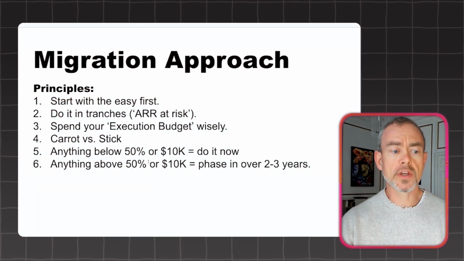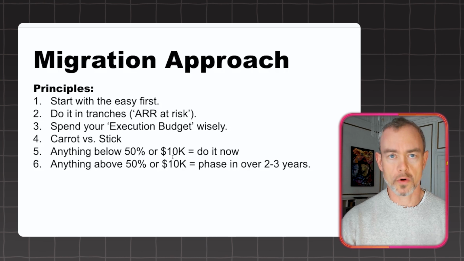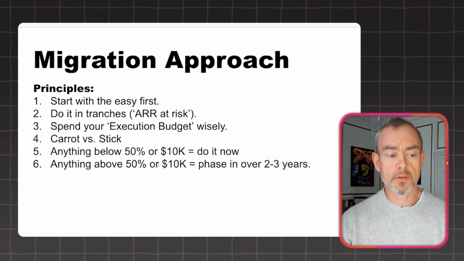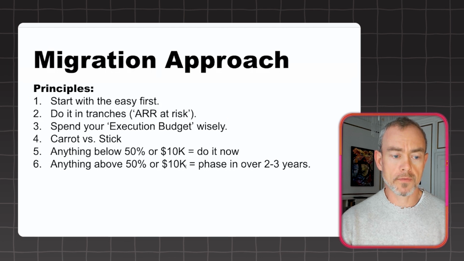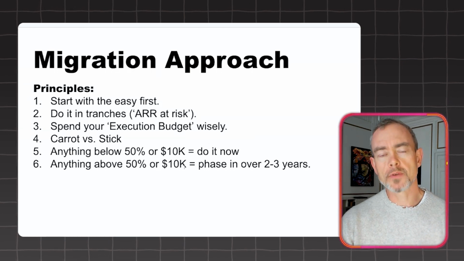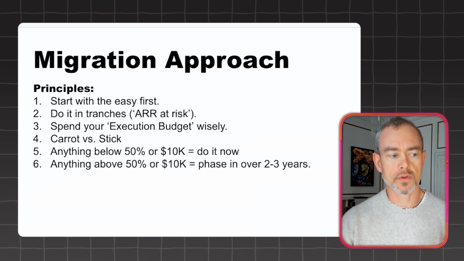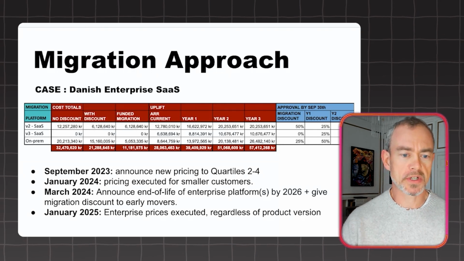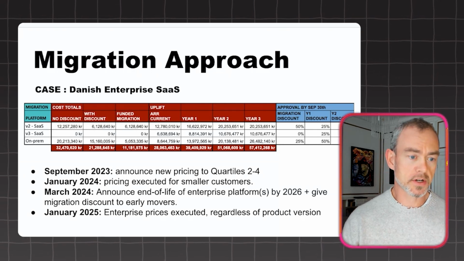And of course, it's almost like a separate design exercise for how to move these and what the flow actually should be. The rule of thumb is that anything below 50% increase or net 10K, just do it immediately. But anything above a 50% increase or above a 10K increase, you might want to consider phasing it in over 2 or 3 years.